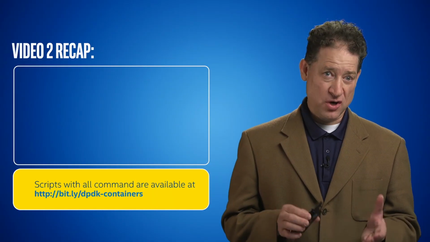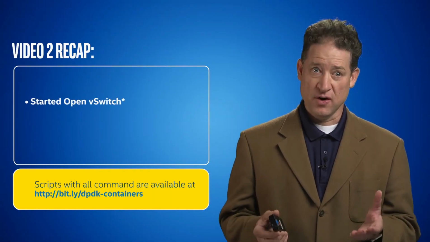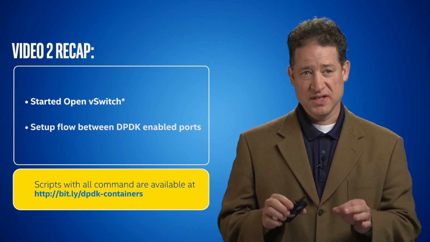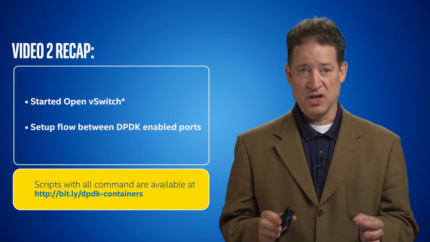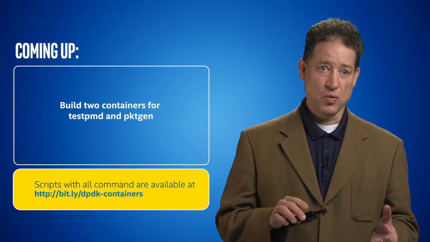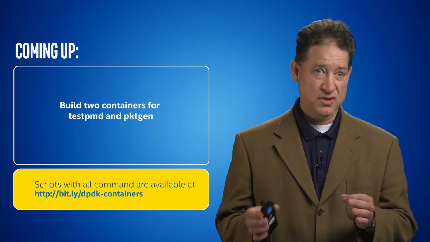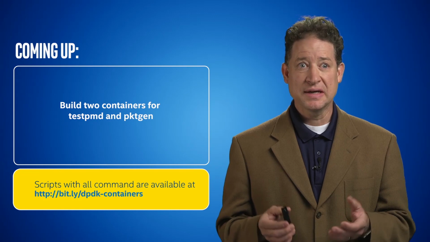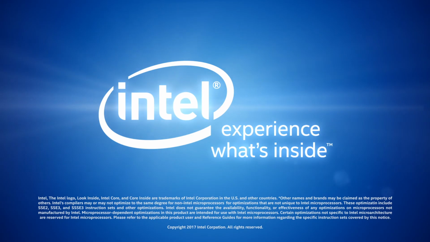In this video, we started Open vSwitch and we created our virtual switch, and then we set up the logical flow of traffic between each of the DPDK enabled ports. In the next video, we'll create 2 containers that use these DPDK enabled ports. Stay tuned.